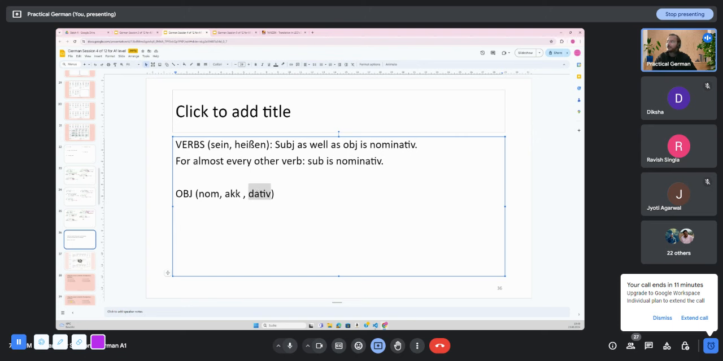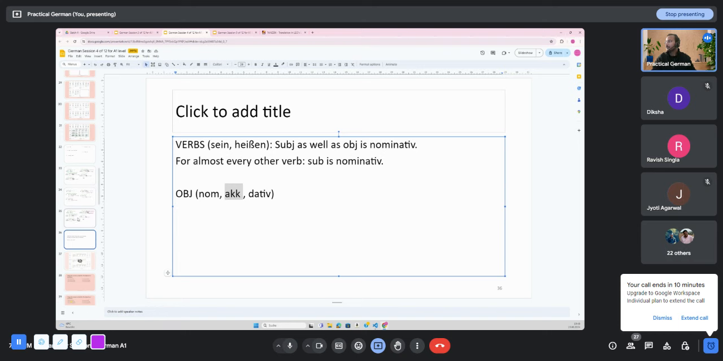So what I'm trying to say is, for now accept that the subject is nominative most of the times. Object will be accusative. Object will also be nominative for verbs sein and heißen. Object will be accusative for almost every other verb. Okay, so ignore dative verbs for now.